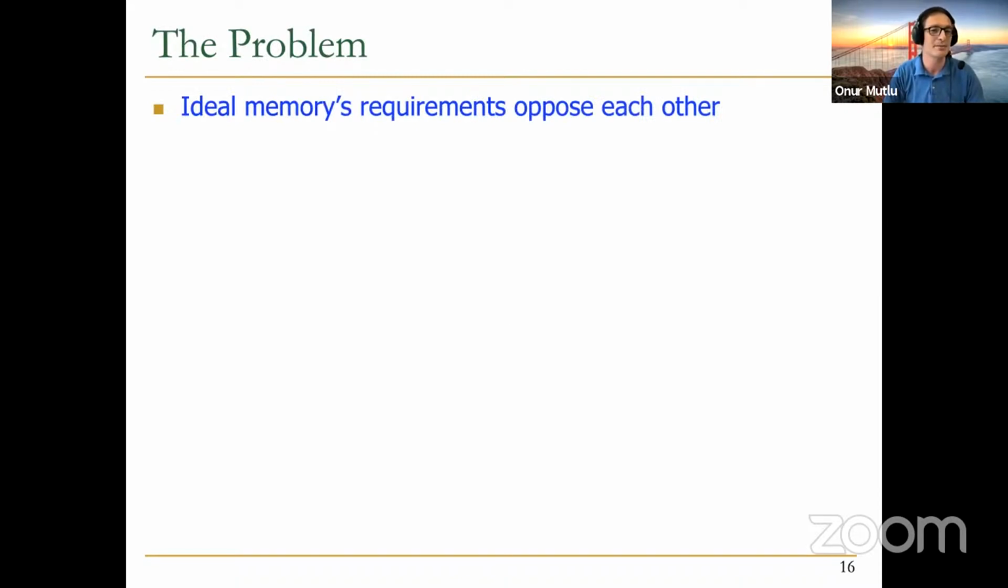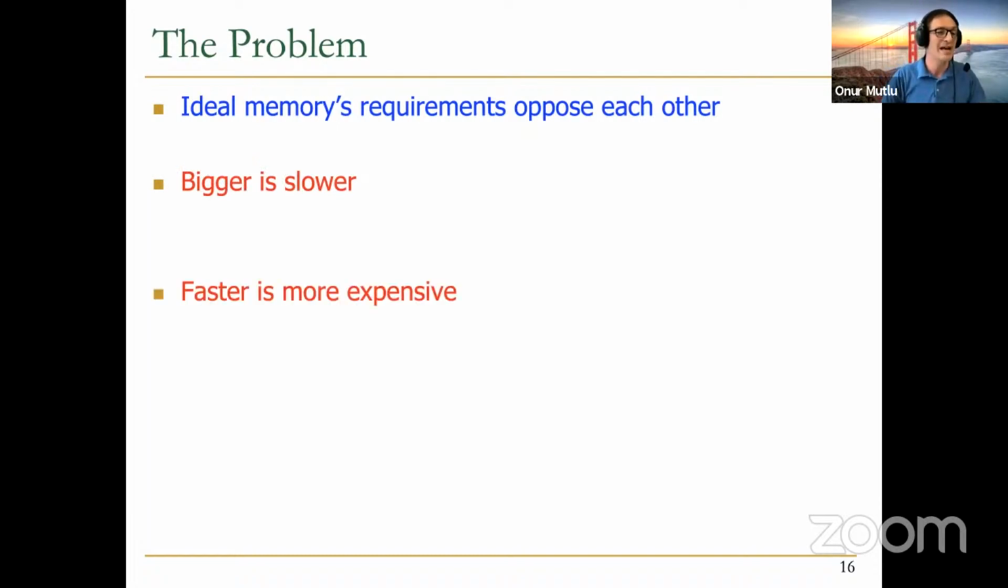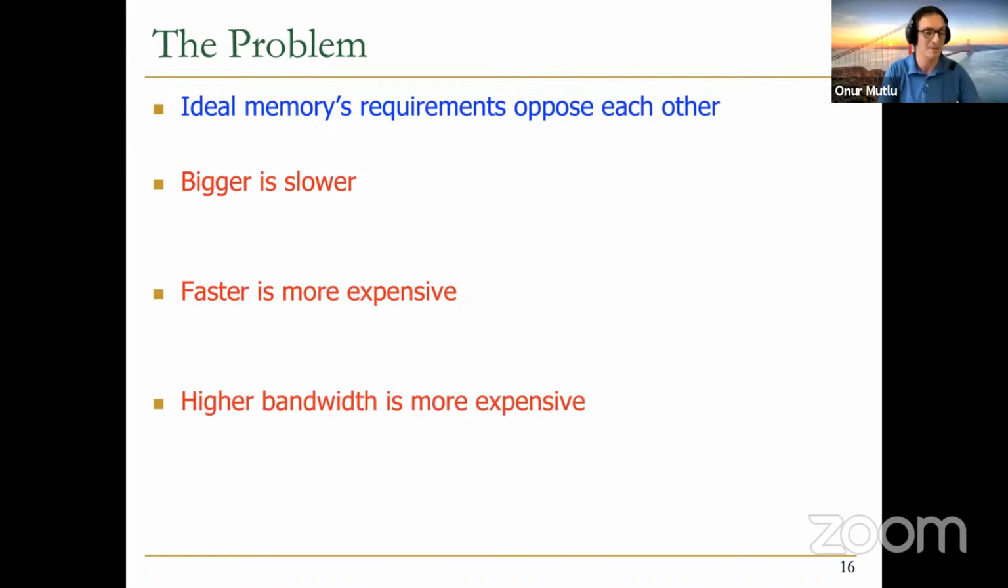The problem is ideal memory's requirements oppose each other. Let's take just two aspects of it. Bigger is essentially slower, and faster is more expensive. And this is very fundamental. Higher bandwidth is also more expensive, if you want to take a third aspect of it.